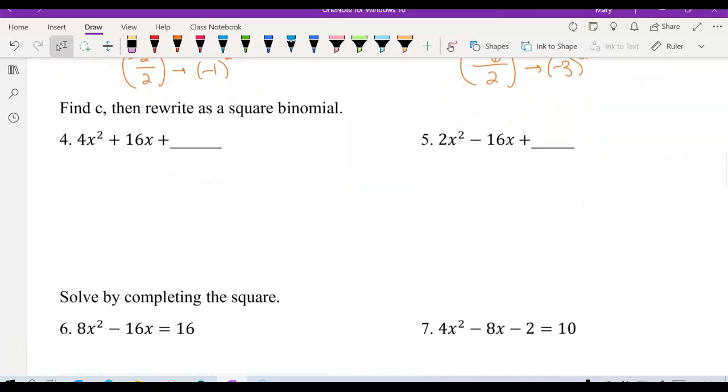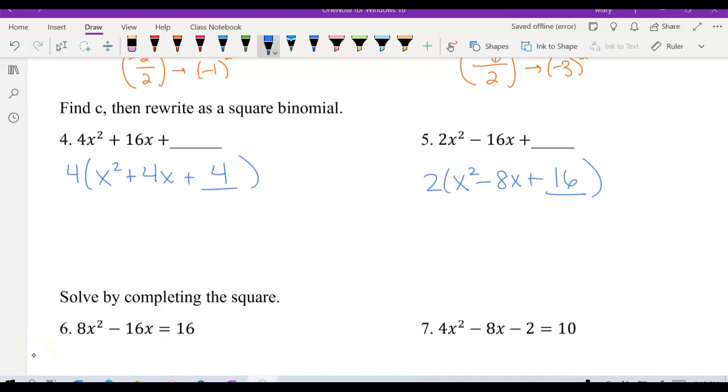So I'd like you to go ahead and try 4 and 5 using the same thing. Factor out your a, do b divided by 2 and square it and put it in the blank, and then come back here to check your answers. So go ahead and pause the video and try it, and then come back. So number 4, we factored out a 4, and then we had c as 4 when we did b over 2 squared. Number 5, your a value is 2, that's out in front, and then you get 16 in there.